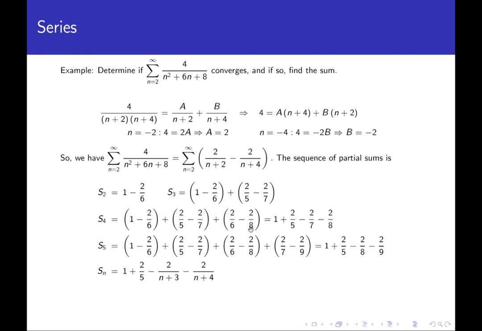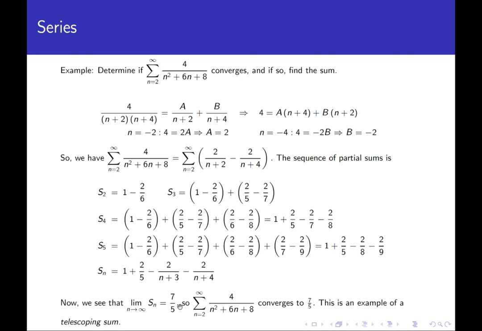Now what goes in the next one? Look at your denominators. For 4, you had 7 and 8. For 5, you had 8 and 9. So in general, for n, you should have n plus 3 and n plus 4. Now look at your limit. This wouldn't be 7 fifths. This would be a half, which is 5 tenths, plus 2 fifths, which is 4 tenths. So it should be 9 tenths, not 7 fifths. So the limit is 9 tenths. If you're writing this down, this should be 9 tenths. So the series must converge to 9 tenths, because these two terms both go to 0 as n gets really, really big. This is what we refer to as a telescoping sum.